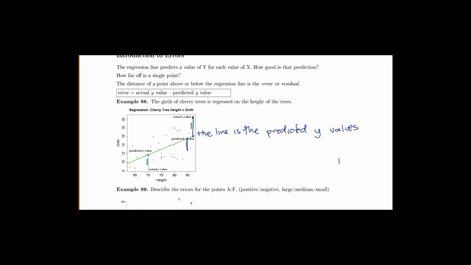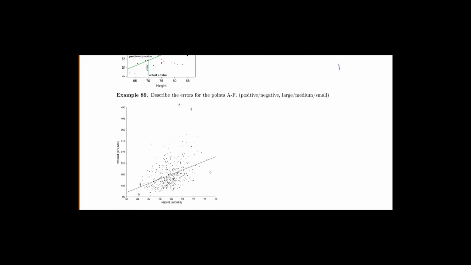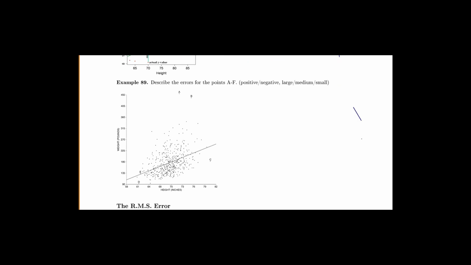Again, here's our example where we have the height and the girth of cherry trees. And again, notice most of our y values are not exactly on the line. And so there's always this error or residual between the actual point and our predicted y value. For example 89, I have some points I've labeled A through F, and we're going to go through and classify each of the errors as positive or negative, and then maybe large, medium, or small.